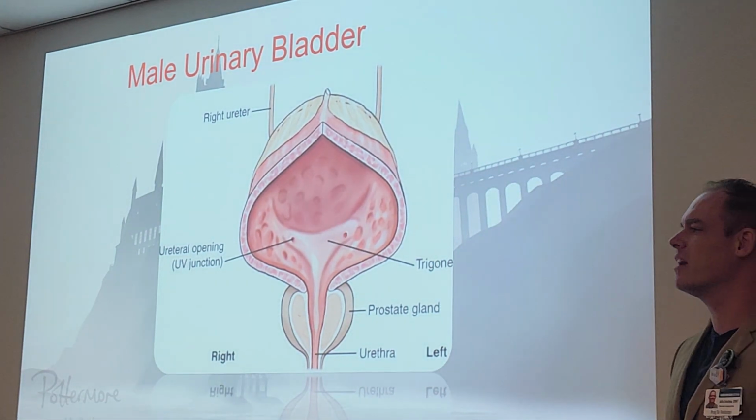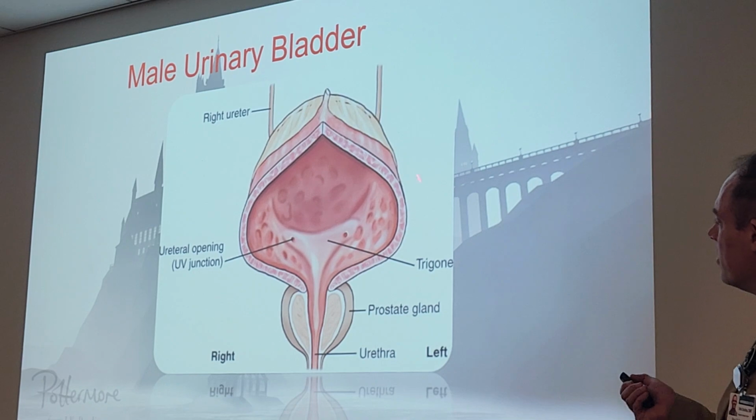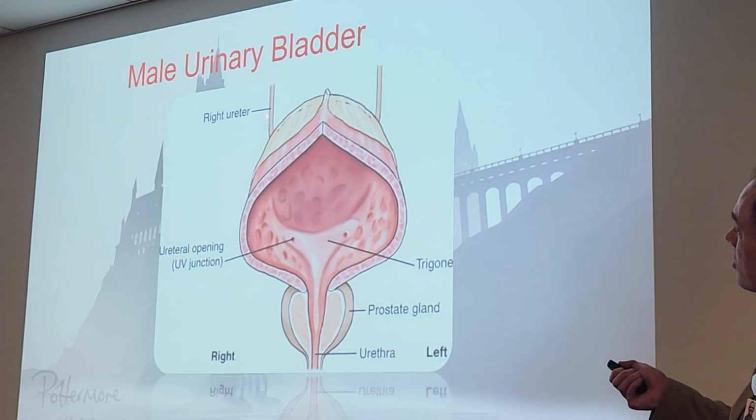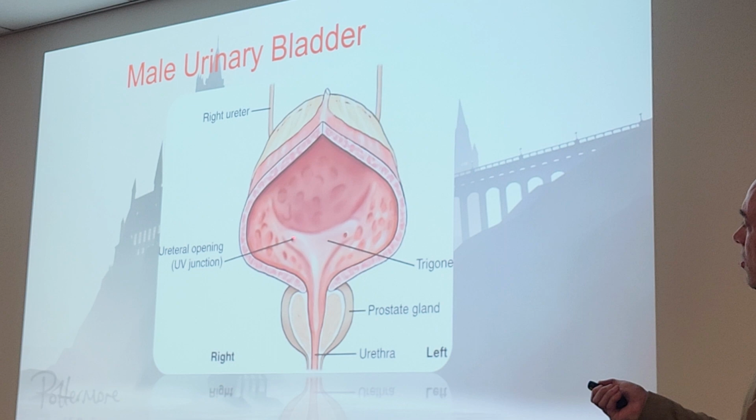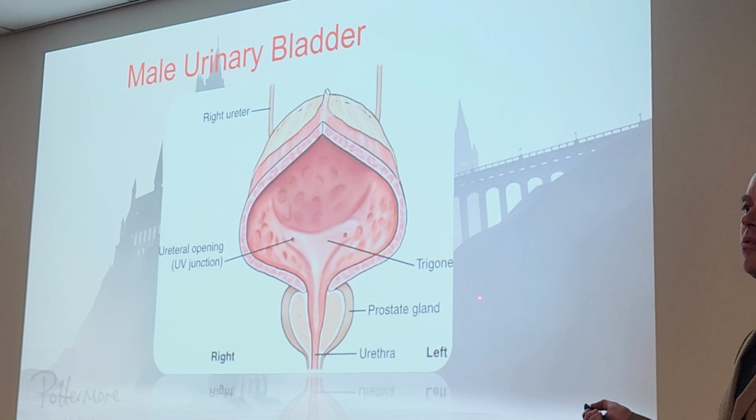Male urinary bladder, guys. Look inside the bladder. Here's the ureteral opening. So the ureters, once again, enter posteriorly, like we just talked about. That urine dumps down here into the inferior portion of the bladder. You get these ureteral openings, also called UV junctions. There is a triangular shape inside the bladder that we call the trigone.